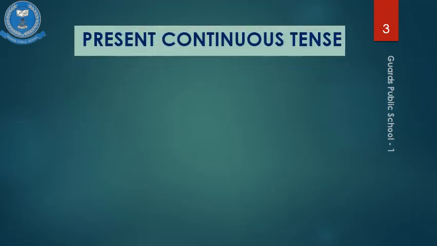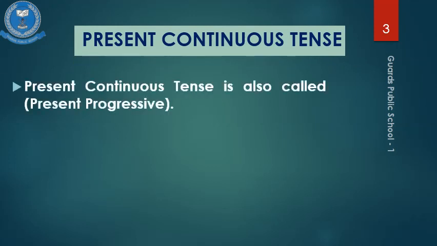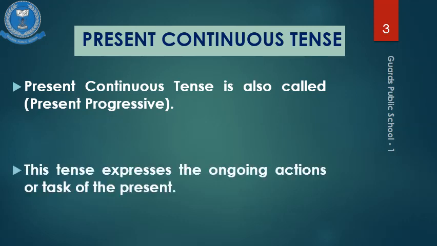Our second lecture is about present continuous tense. Do you know what present continuous tense is? Present continuous tense is also called present progressive. This tense expresses the ongoing actions or tasks of the present.